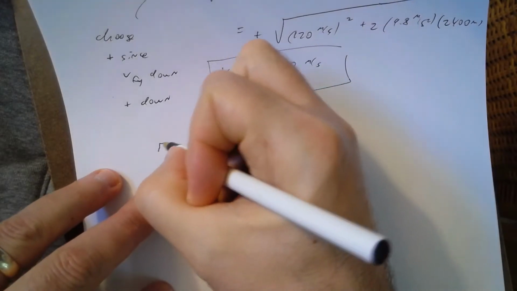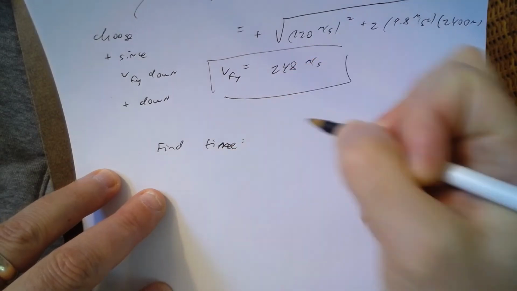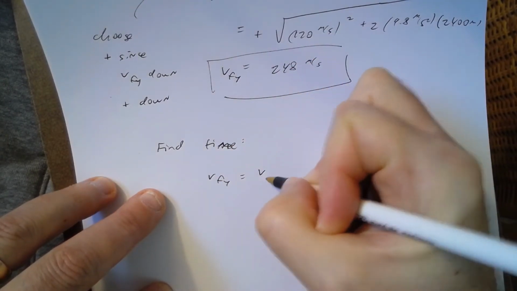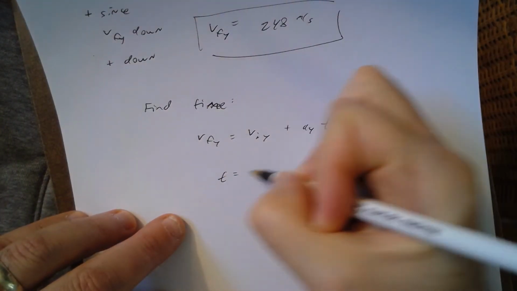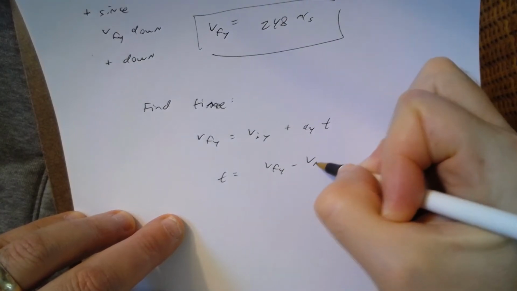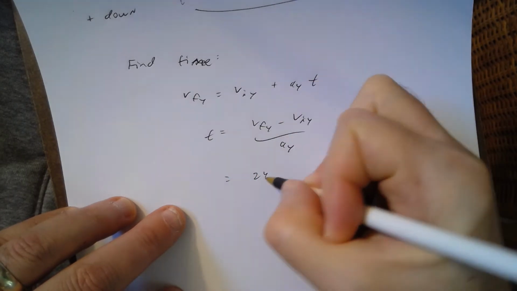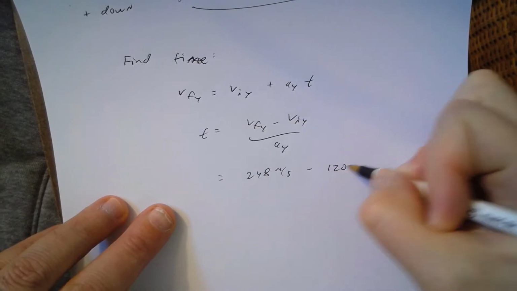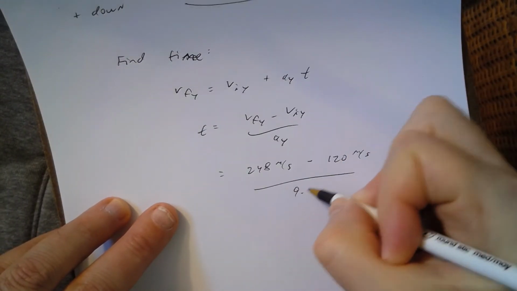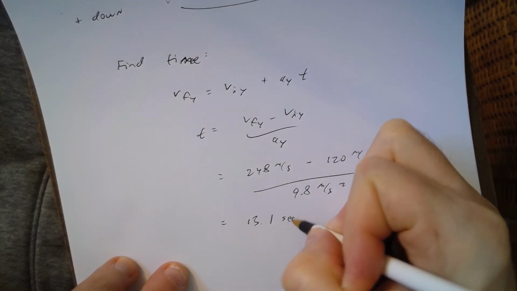Now I'm going to find the time. Again, I'm still doing the y variables. I'm going to do VFY is VIY plus AYT. And so T must be VFY minus VIY divided by AY. That's 248 meters per second minus 120 meters per second over 9.8 meters per second squared. That comes out to be about 13.1 seconds. So now I know the time.